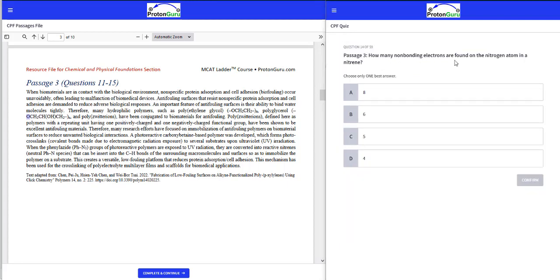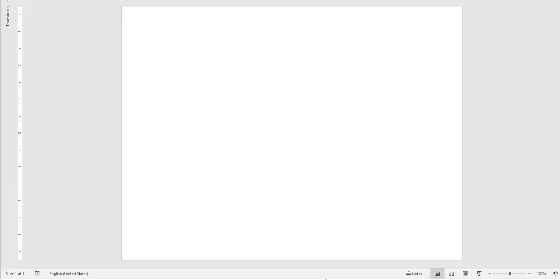Next, we're asked how many non-bonding electrons are found on the nitrogen atom in a nitrene. Now, we probably haven't read about nitrenes in our 2-semester organic chemistry class, but the passage defines what a nitrene is. It refers to reactive nitrenes right here and defines them as neutral species with a phenyl group on a nitrogen. So we go over to our whiteboard and we put a phenyl group on a nitrogen.